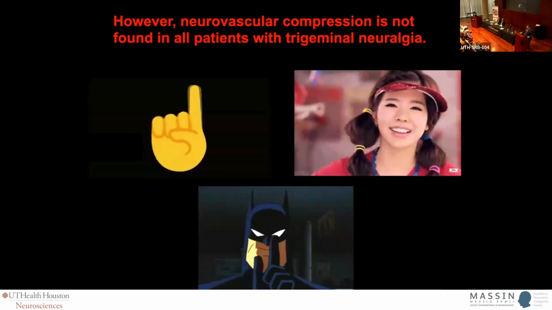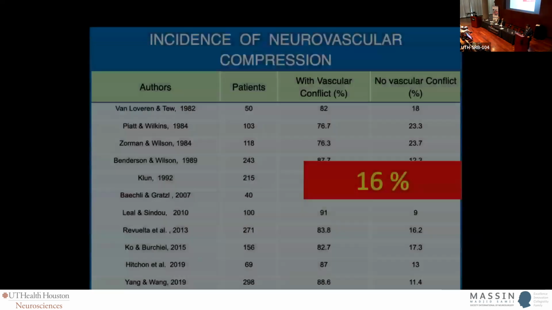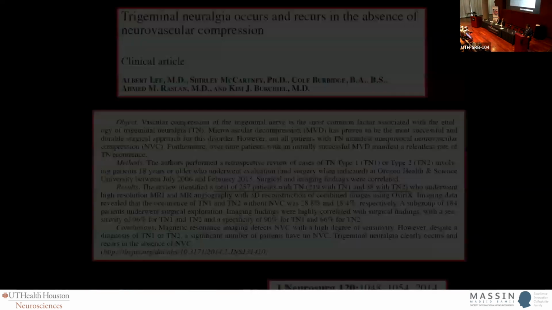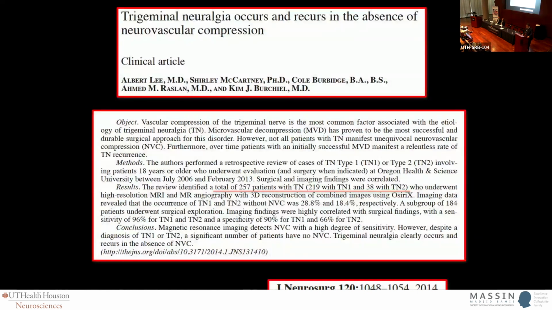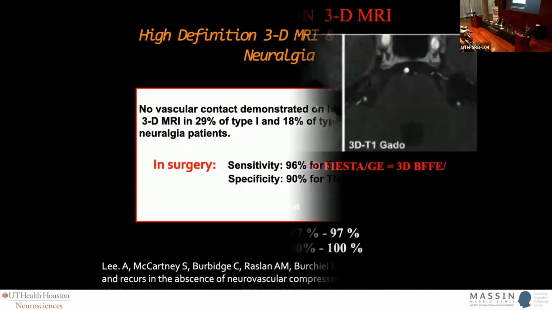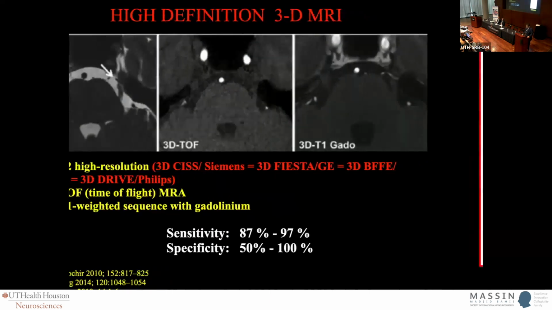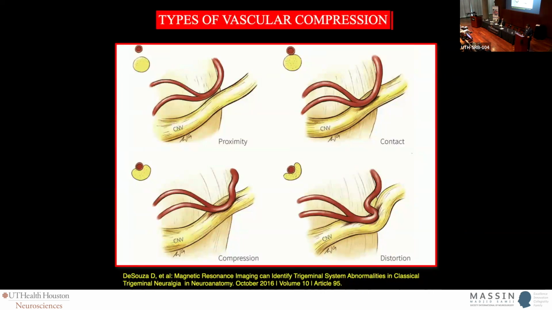However, neurovascular compression is not found in all patients with trigeminal neuralgia. In this series, around 60% had no vascular compression. This is a nice paper from Kimburg-Kiel showing that trigeminal neuralgia occurs and recurs in the absence of neurovascular compression. They studied with 3D MRI, and in 29% of type 1 they didn't find vascular contact, and in 80% of type 2. With MRI, with this sequence, the sensitivity is between 87 to 97%, and specificity 50 to 100%.